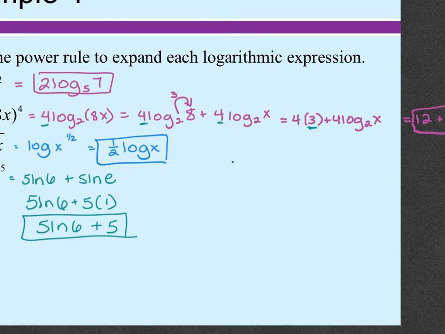And then the last one, again, they both have the fifth, so the 5 gets bumped to the front of both. It'd be 5 ln of 6 plus 5 ln of e. Ln of e you cancel, keeping just the exponent, which in that case is a 1. 5 times 1 is 5, and so it should be 5 ln of 6 plus 5. Questions on any of those?